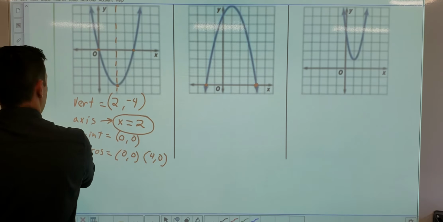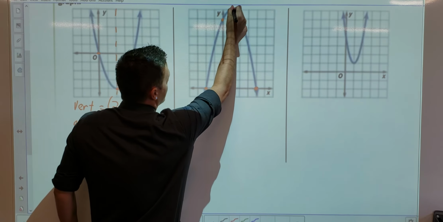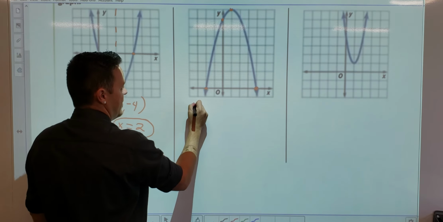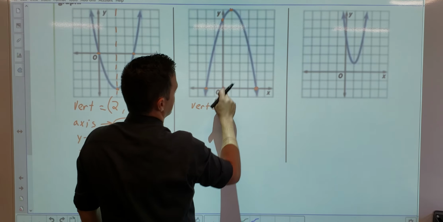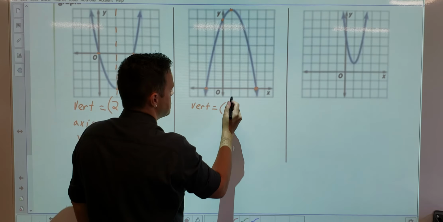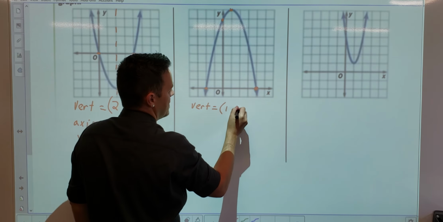Okay, so let's look at this one again. Let's look at the next one. There's the y-intercept right here. There's the vertex, right? So the first thing we need to find is the vertex. The vertex is at this point. So this is 1 over, and it's 1, 2, 3, 4, 5, 6, 7, 8, 9 up.